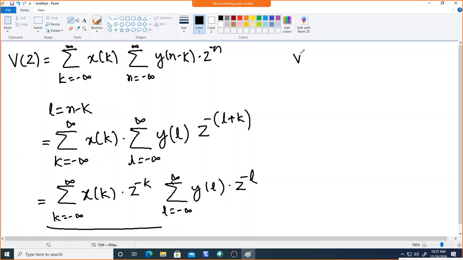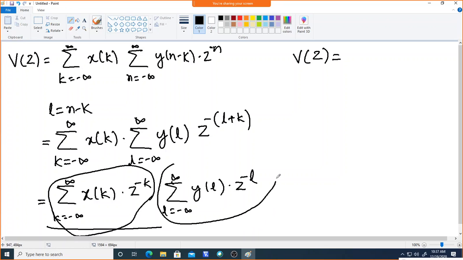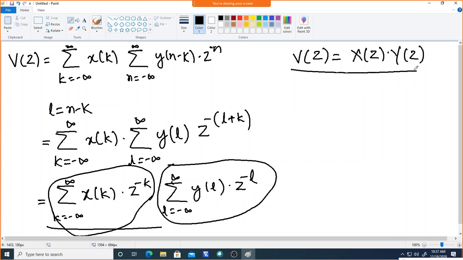So what you will get? You will get V of z as X of z, and this we can write as Y of z. So that will give X of z into Y of z. That is the proof for the convolution property. That is, if we have the convolution in the time domain, that is the discrete domain, x of n convolution y of n, then it will give correspondingly the multiplication in the z domain, that is X of z into Y of z. So this is about the convolution property.